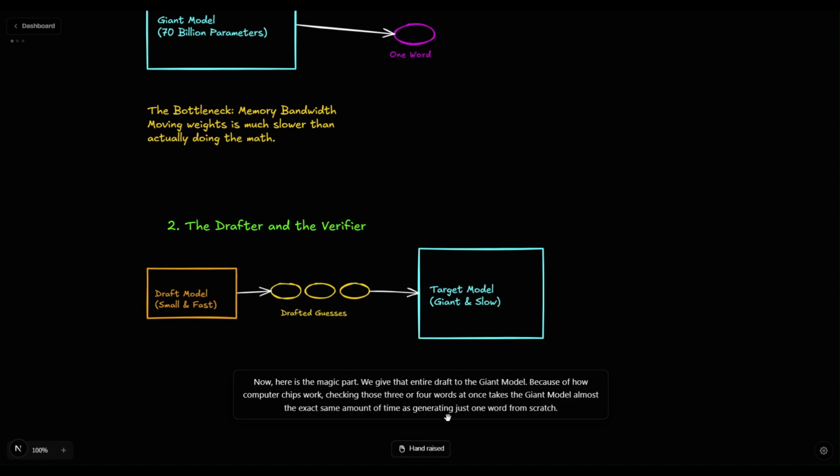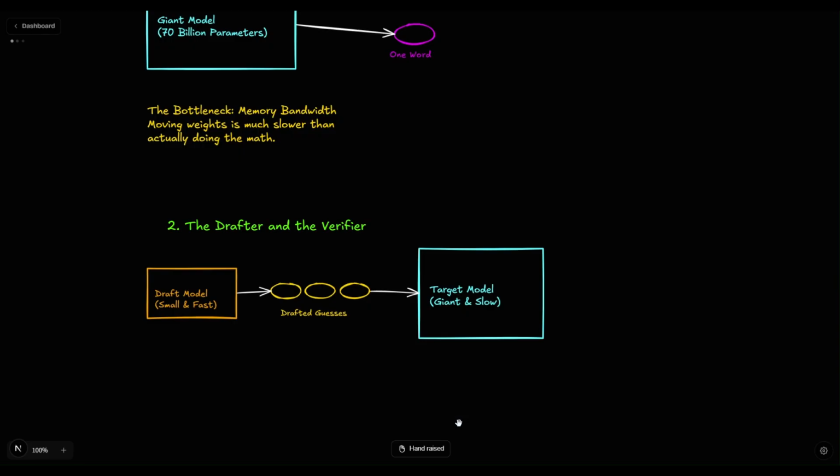Now, here is the magic part. We give that entire draft to the giant model. Because of how computer chips work, checking those 3 or 4 words at once takes the giant model almost the exact same amount of time as generating just one word from scratch. It is like a professor grade-checking a student's homework. Does it make sense that checking a draft is much faster for the expert than writing the whole thing from scratch?